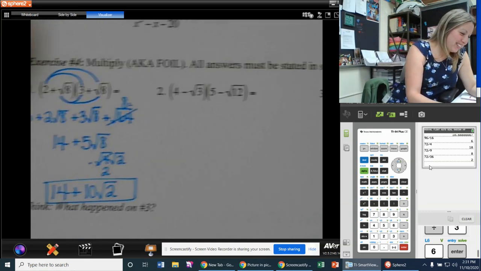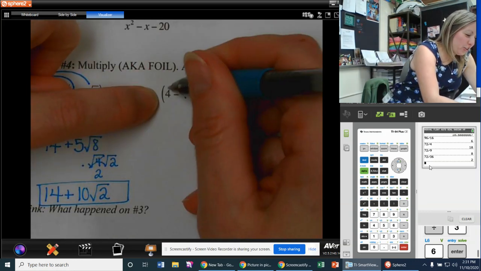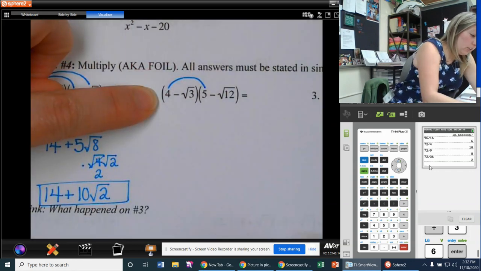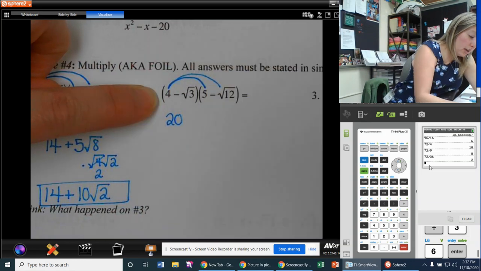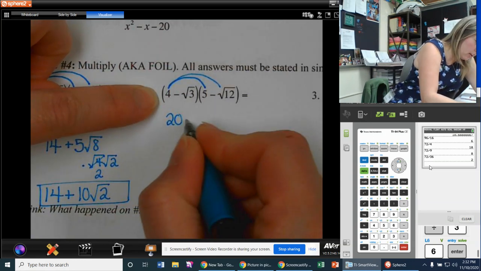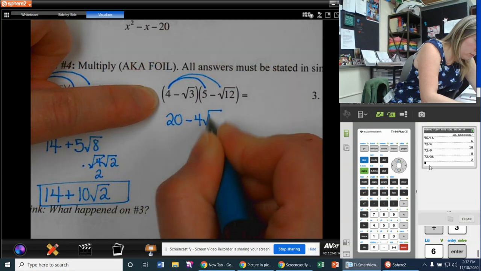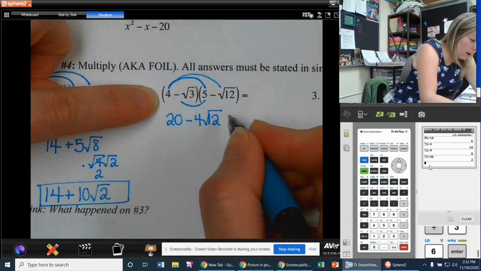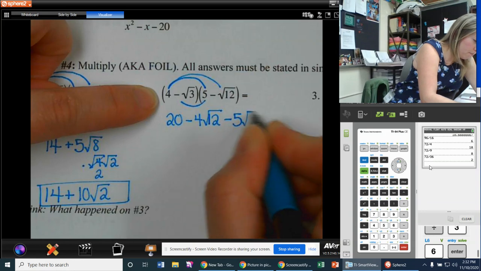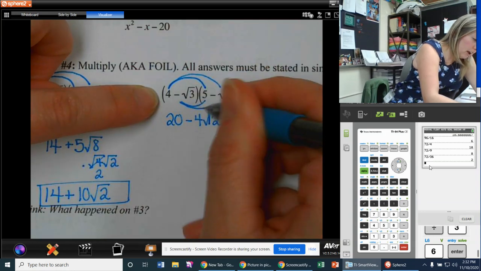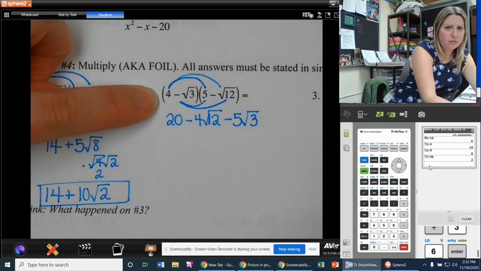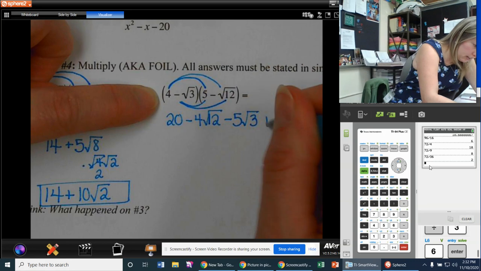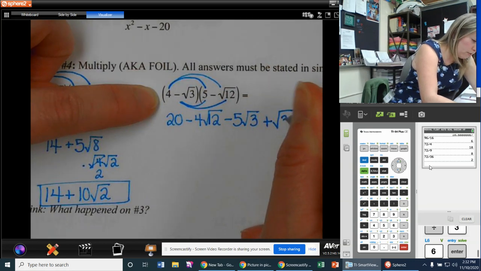Okay, so first, 4 times 5 is 20. Outer, 4 times negative radical 12, so that's negative 4 radical 12. Inner, negative radical 3 times 5, that's negative 5 radical 3. And last, that's negative radical 3 times negative radical 12. That's positive radical 3 times 12 is 36.